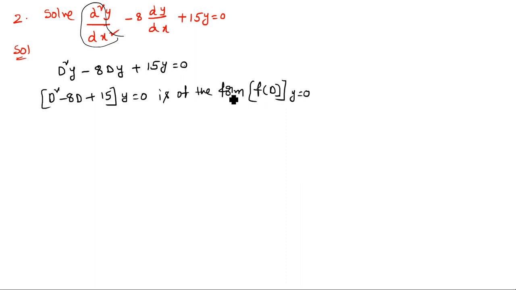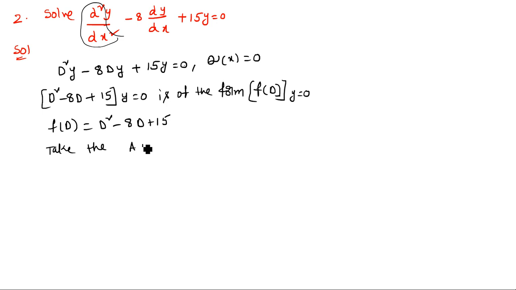Here also Q of x equals to 0, where f of d equals to d square minus 8d plus 15. To find the complementary function, we have to take the auxiliary equation, that is f of m equals to 0. That implies m square minus 8m plus 15 equals to 0. Now solve this equation. This is a quadratic equation.